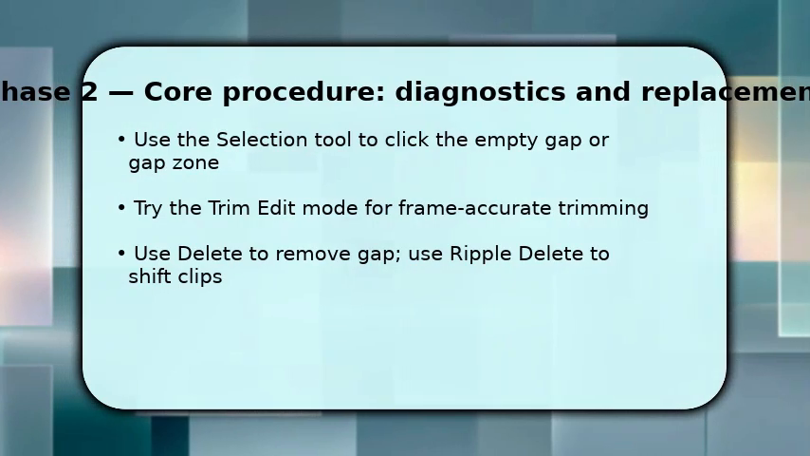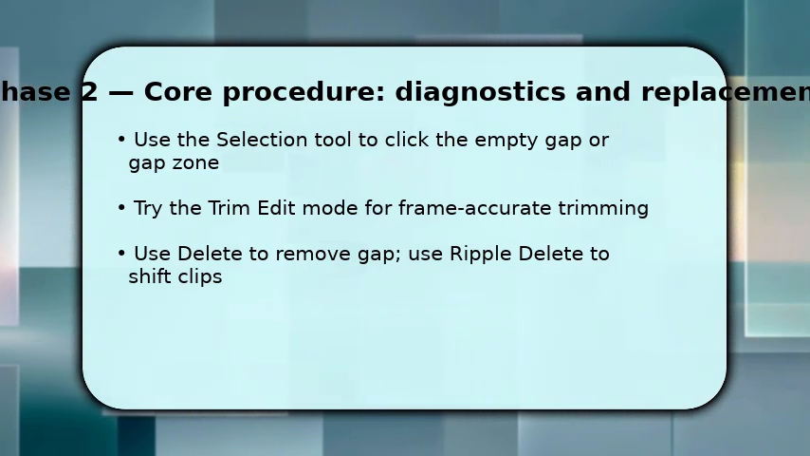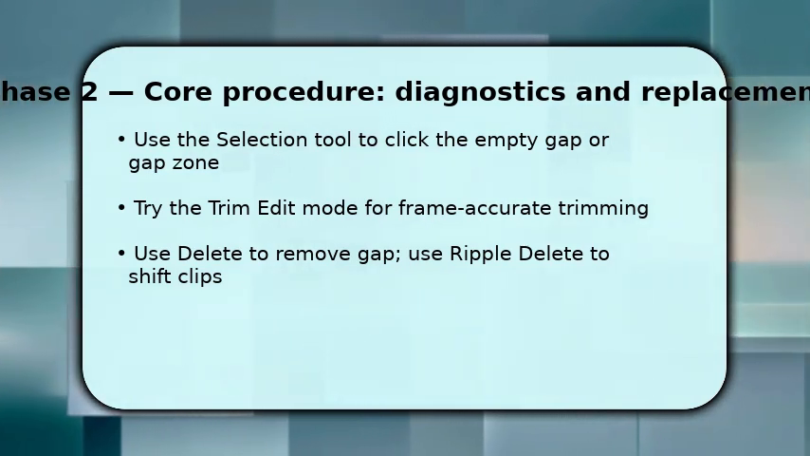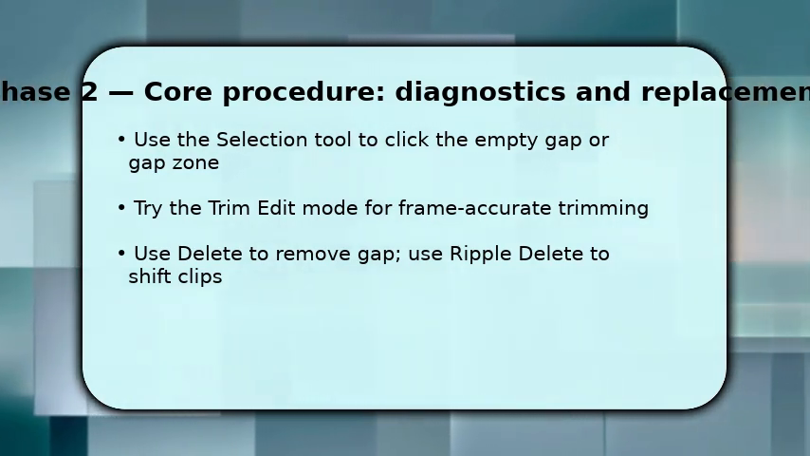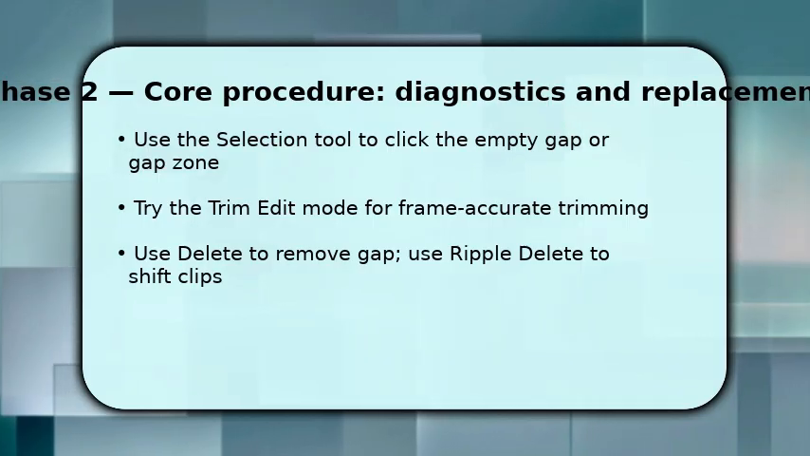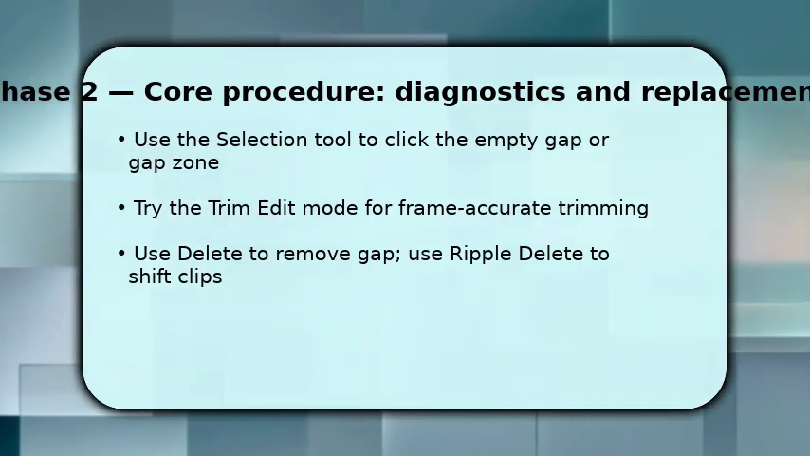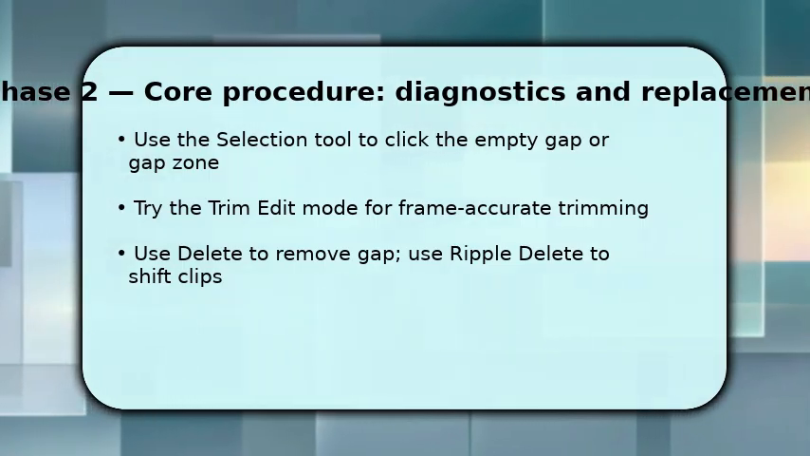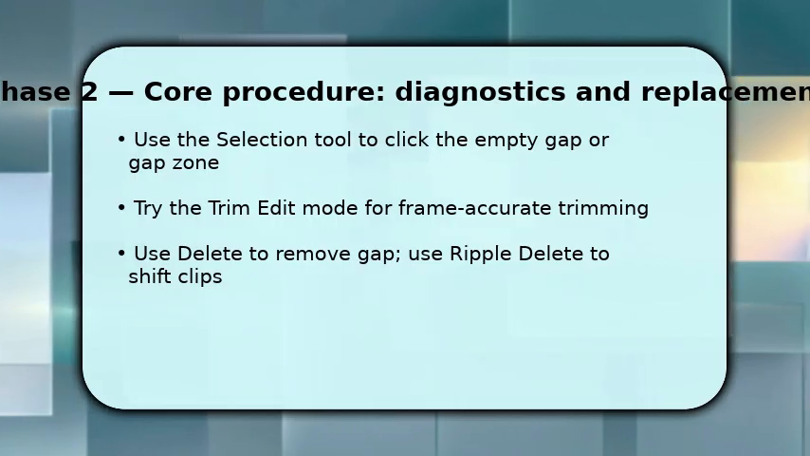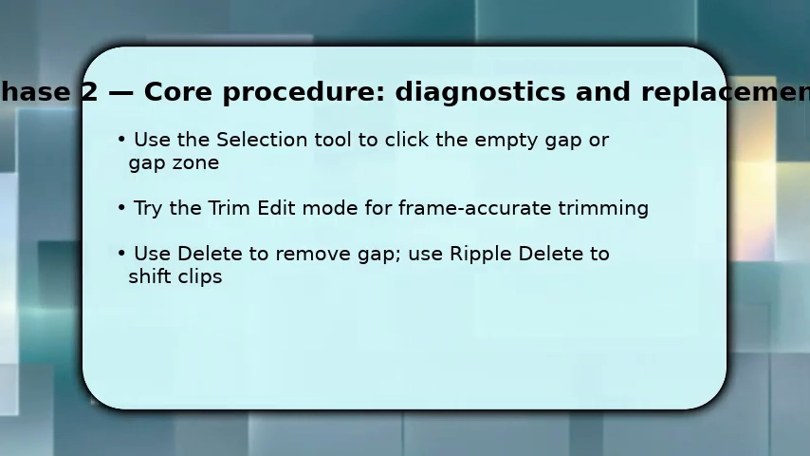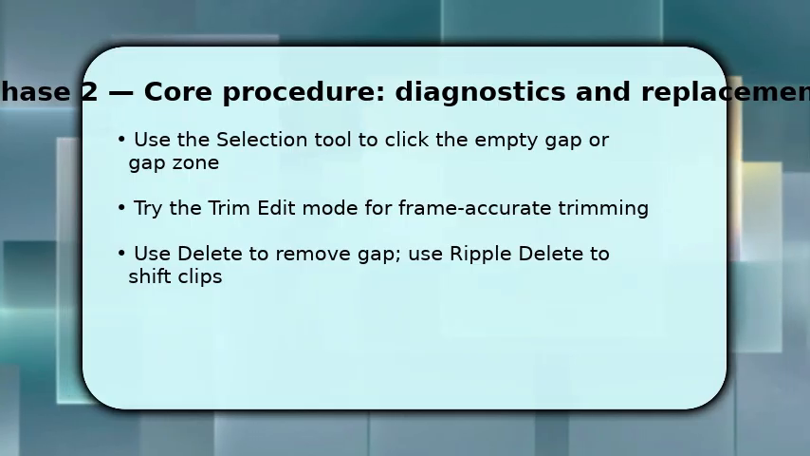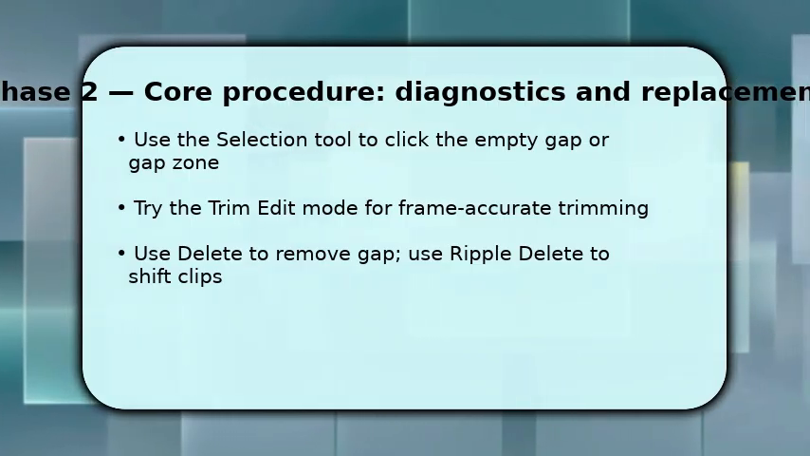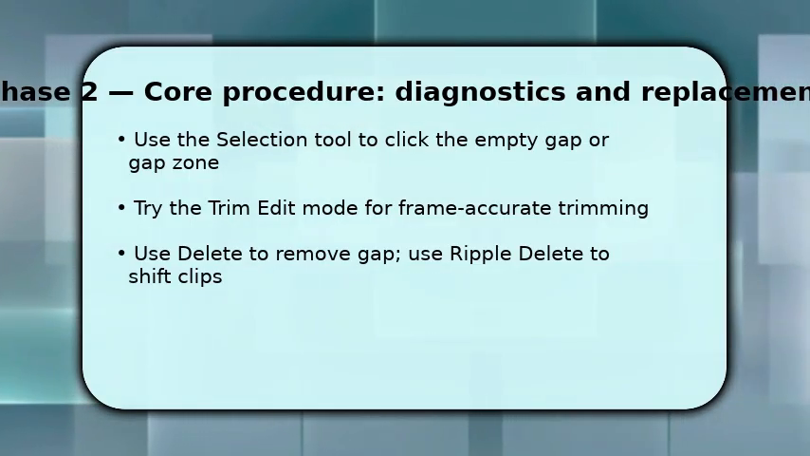Now you remove the space. Click the empty gap with the selection tool. If the gap is between clips, place the playhead or use the trim edit mode for frame-accurate control. Press delete to remove a standalone gap or right-click and choose ripple delete to close the gap and shift downstream clips left. Make sure snapping is on so clips snap together cleanly. If multiple gaps exist, drag select them or use the timeline menu's close gaps command to batch fix quickly.